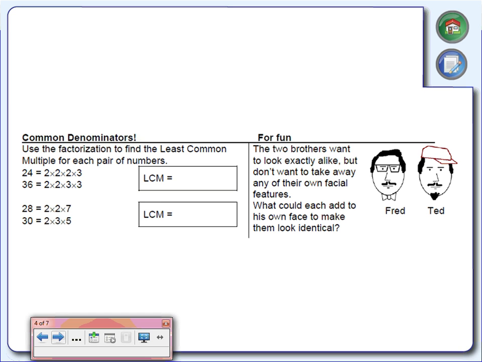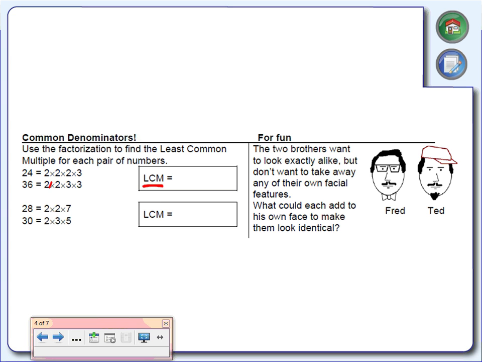Now, some of us can do it off the top of our head. Others of us, not so lucky. So here's one way you can do it. Notice what they did with the 24. They wrote out its factors. Prime factors of 24 are 2 times 2 times 2 times 3. Notice they also did the same thing with our 36. The prime factors of 36 would be 2 times 2 times 3 times 3. So if I want the least common multiple, or common denominator, here's what we're going to do.